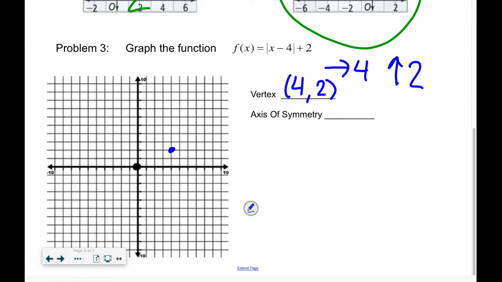That means my axis of symmetry, which goes through my vertex, is this line right here. When it's up and down, it's x equals what? 4. It's the x coordinate of my vertex. So from there, our slope is 1. There's nothing outside, so it's always 1. You're just going up 1 over 1, and then mirroring that on the other side.